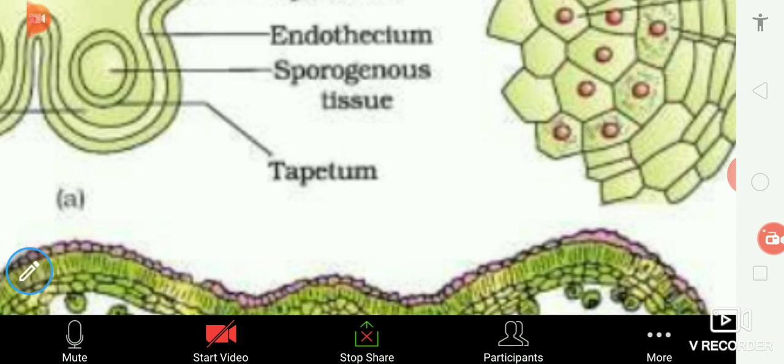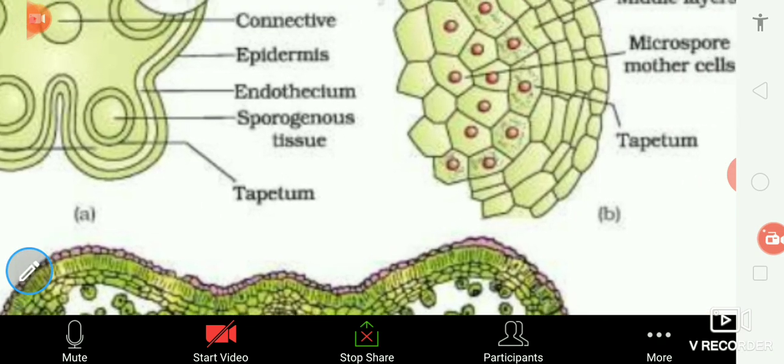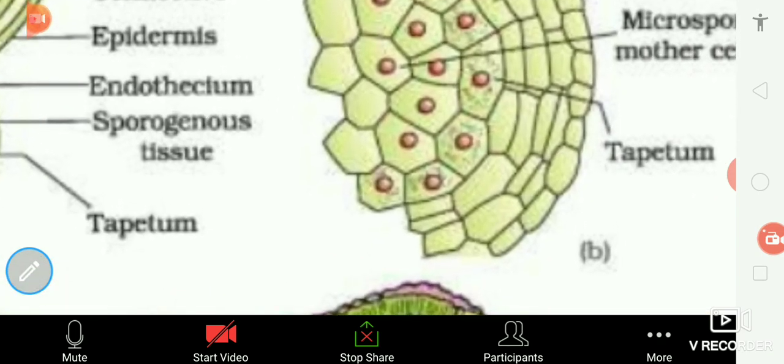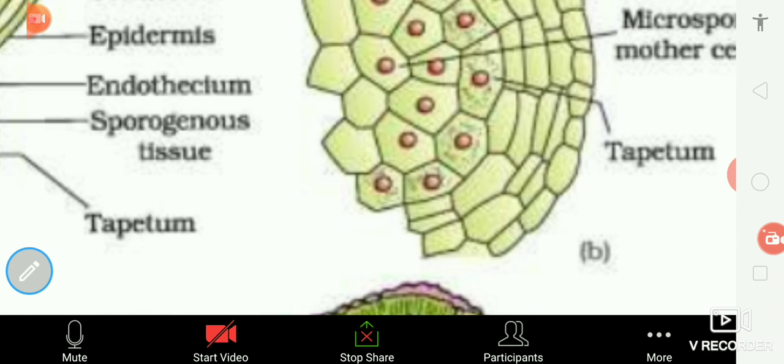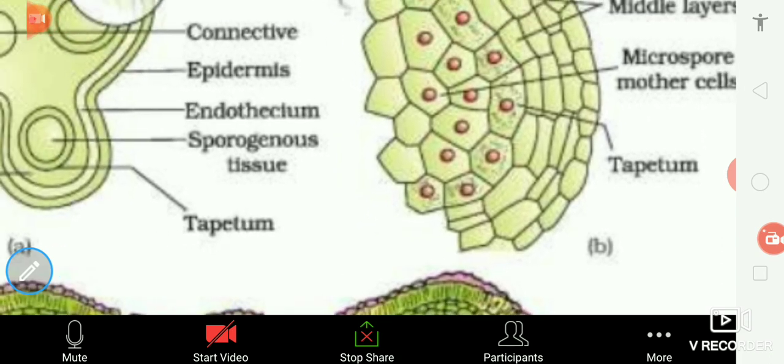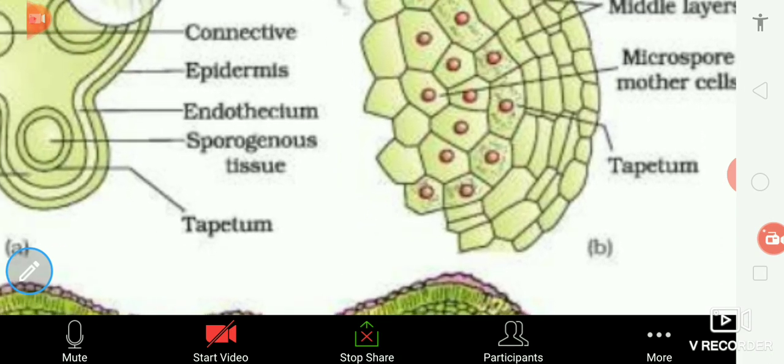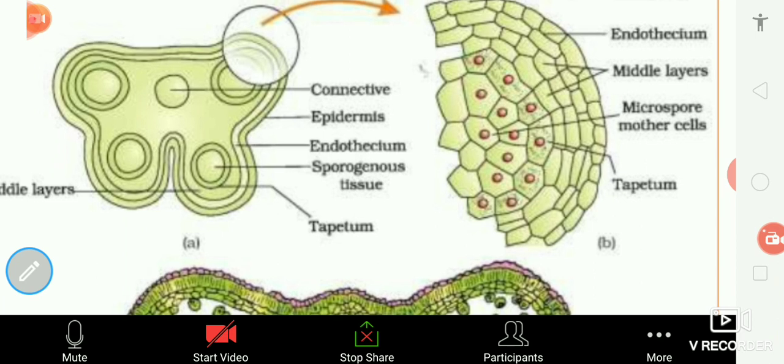Generally, a cell divides and produces 2 daughter cells. One part is karyokinesis, and the other is cytokinesis. But in the tapetum cells, cytokinesis is absent. That is why it gives the multinucleated condition. The multinucleated condition is also called coenocytic.